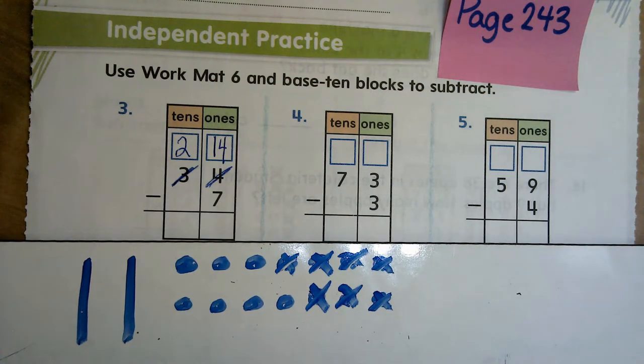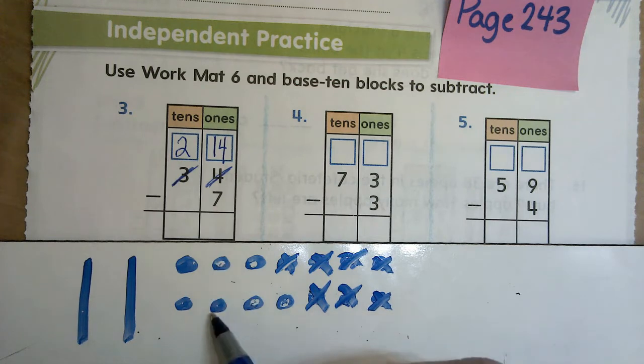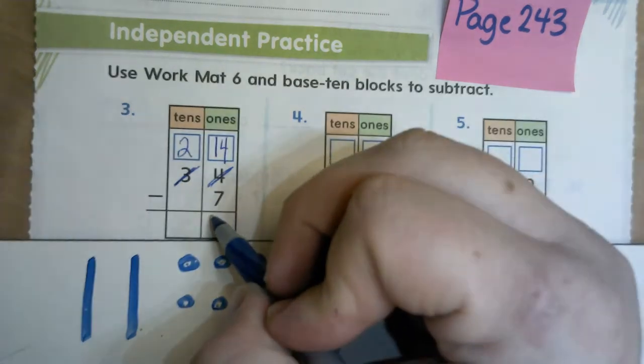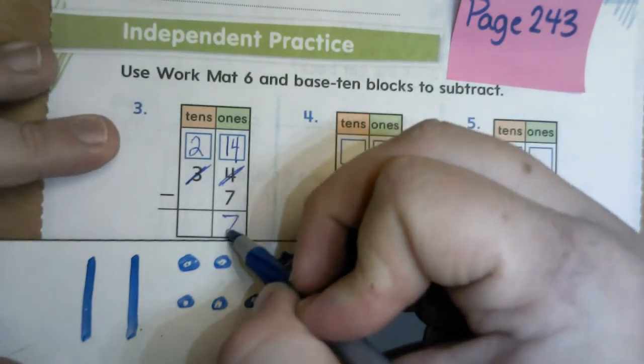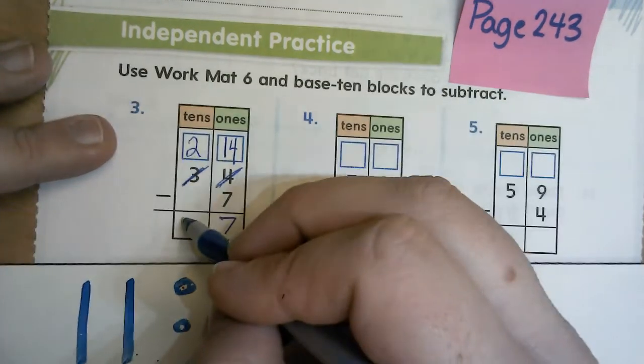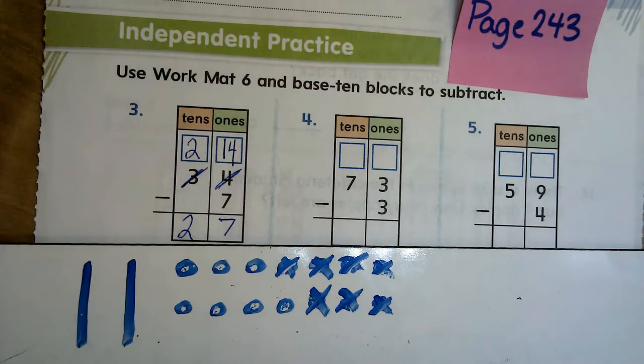All right, now we just need to total up what we've got left. So how many of my 1s did I have? Well, I had 1, 2, 3, 4, 5, 6, 7. 14 minus 7 equals 7. How many 10s am I left with? Well, I have 1, 2 in my 10s place. So my answer here would be 27.